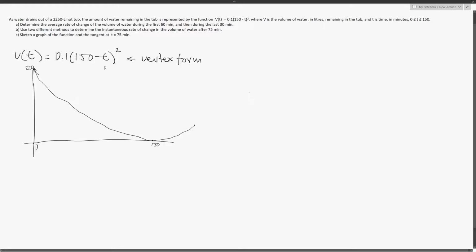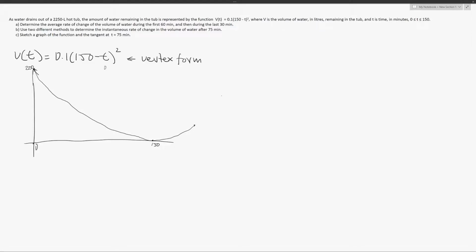Either way, when you're doing this on paper, it should look a little bit more pretty than how it looks here. But that's not the important part. The most important part, what I would say, is the tangent. How do we draw the tangent at 75?